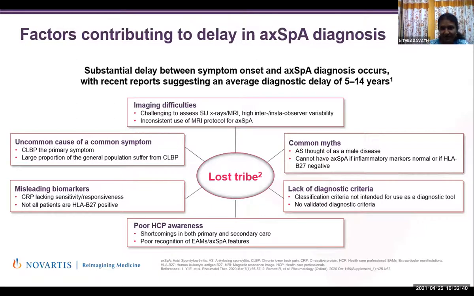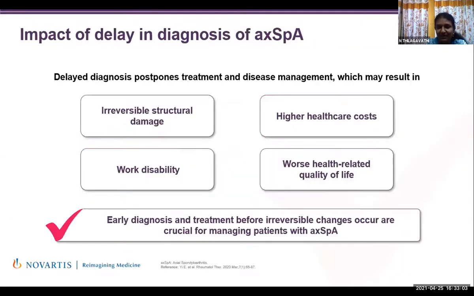We classify the patients. We have to do the MRI and the HLA-B27 test on clinically suspected patients. We have to classify the patient as having ankylosing axial spondyloarthritis, and the awareness among healthcare workers about axial spondyloarthritis is low. This is the reason for the delay in diagnosing axial spondyloarthritis.